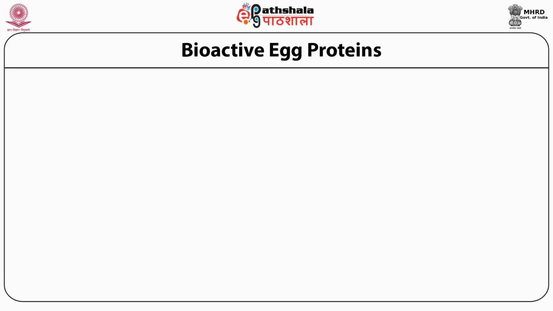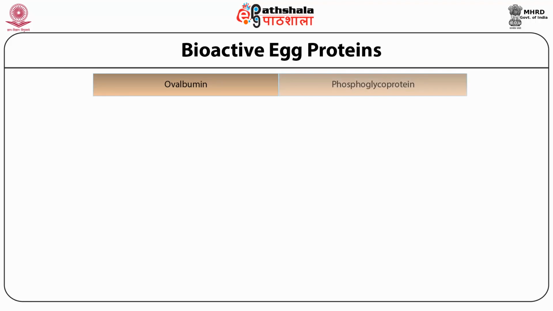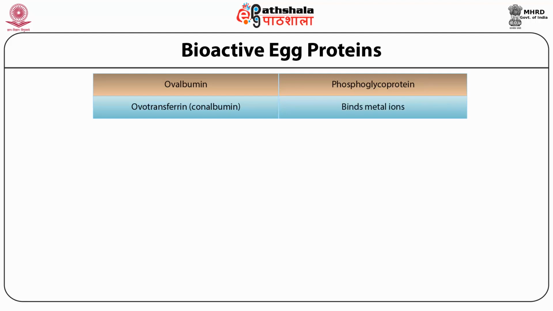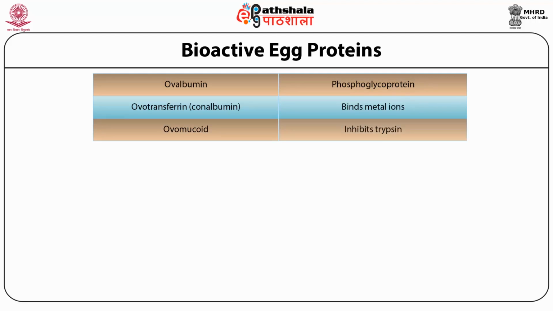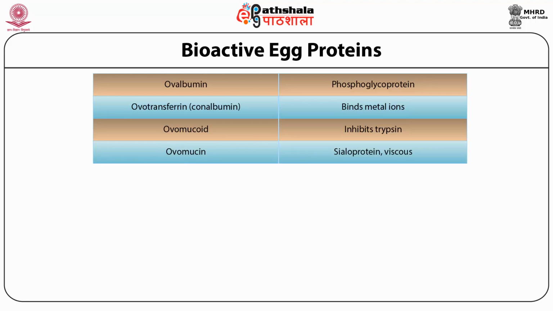Bioactive egg proteins. Different egg proteins act as bioactive. The first is ovalbumin, which is a phosphoglycoprotein. Second, ovotransferrin, also called conalbumin, acts as a metal binder. Ovomucoid inhibits the trypsin action. Ovomucin egg protein is a sialoprotein.